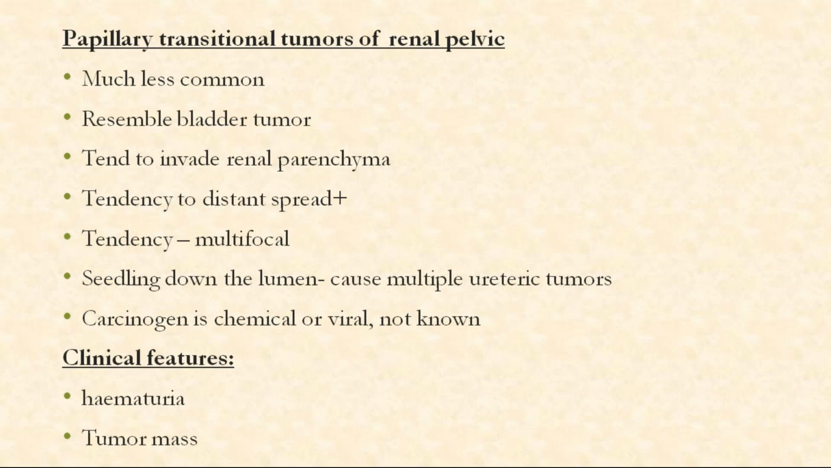Okay, the other tumors are papillary transitional tumors of the renal pelvis. Just something you should know about these transitional cell tumors. That means transitional epithelium. These are much less common. Transitional tumor is a bladder tumor. Tendency to invade the renal parenchyma. Tendency to distant spread. Tendency to be multifocal. Seeding down the lumen causes multiple ureteric tumors. Carcinogen is chemical or viral.